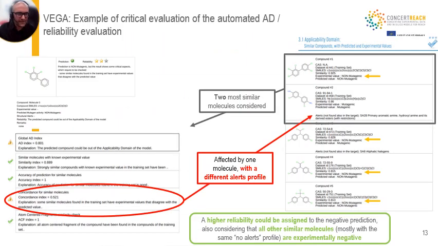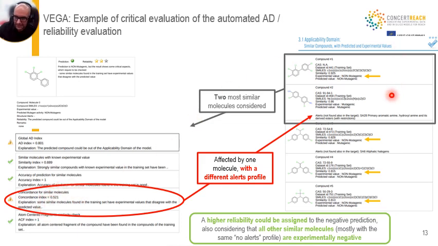Now, to analyze the result and understand why the concordance, for example, is not perfect, we can consider the similar molecules provided by VEGA. And we need to keep in mind that for this model, VEGA considers the two most similar molecules for calculating the applicability domain parameters. And we can see that the second one is experimentally mutagenic, while ours is predicted as non-mutagenic. And that's why the concordance is not perfect.